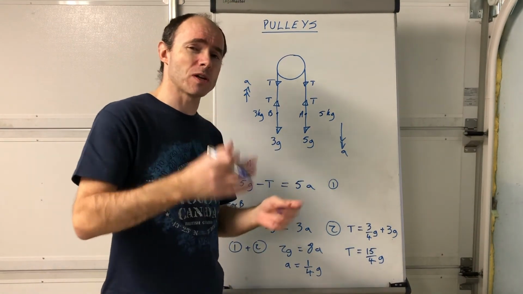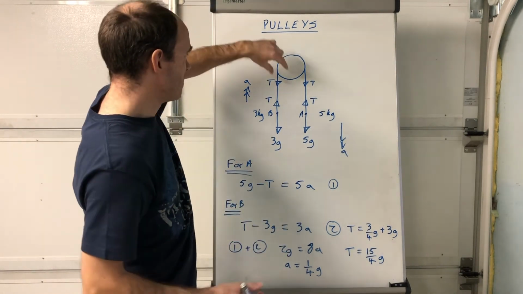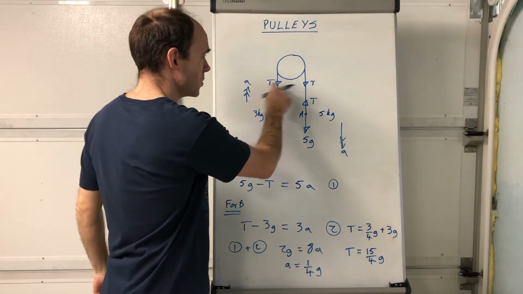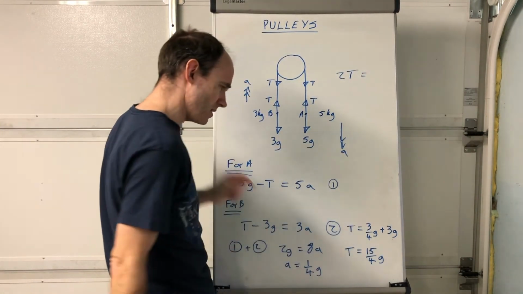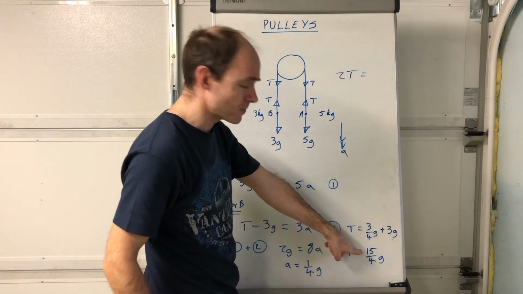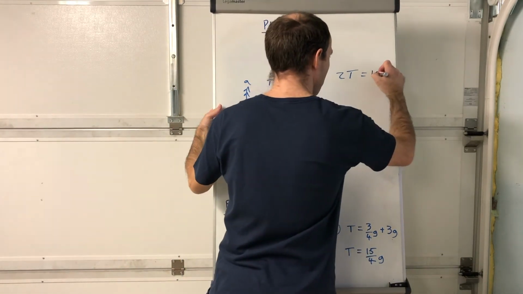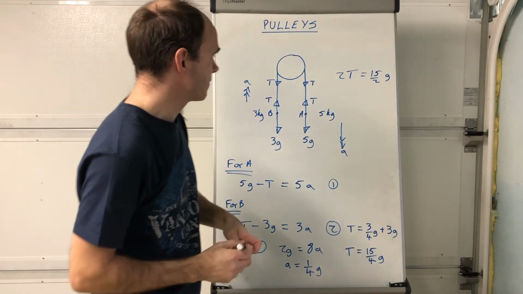Going back to the question I posed earlier, what is the total force exerted by the string on the pulley? Well, you've got two lots of T here, haven't you? You've got T and T. And once you've found what the tension actually is, you can write it down. So 15/4 g multiplied by 2, so 15/2 g. That is effectively it.